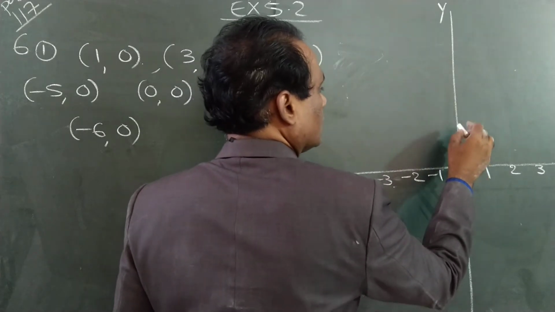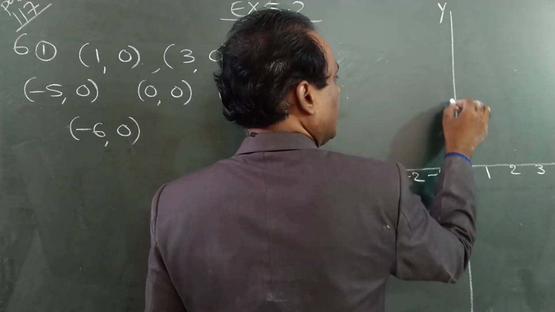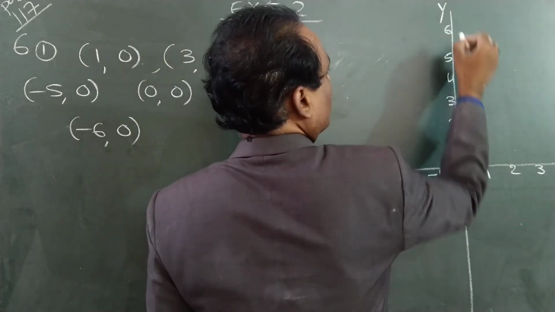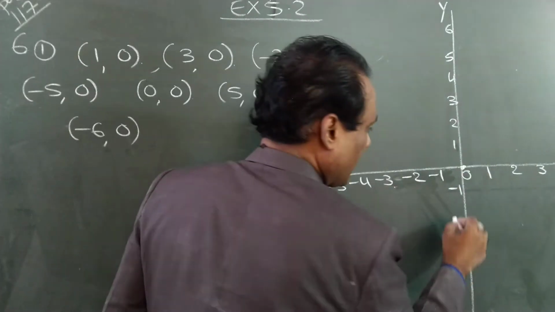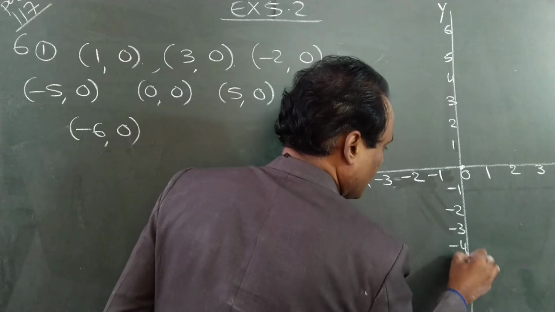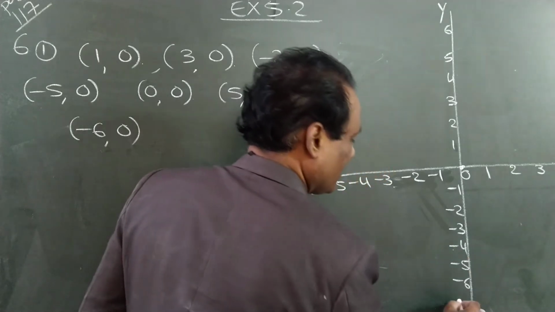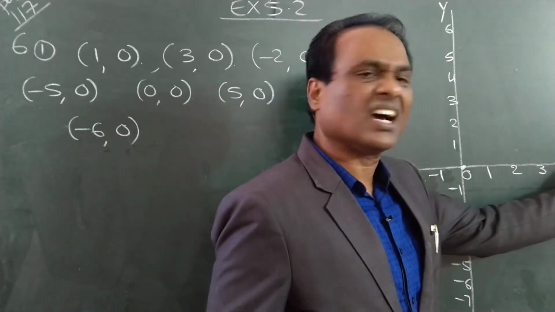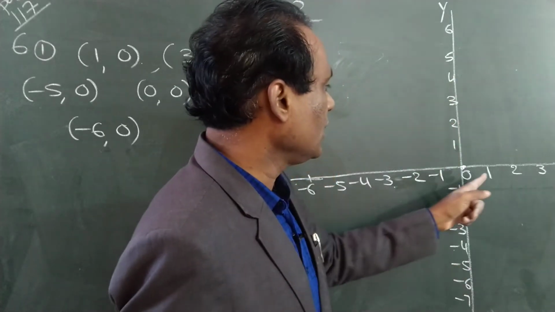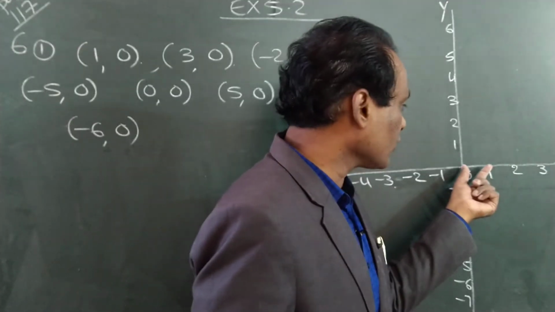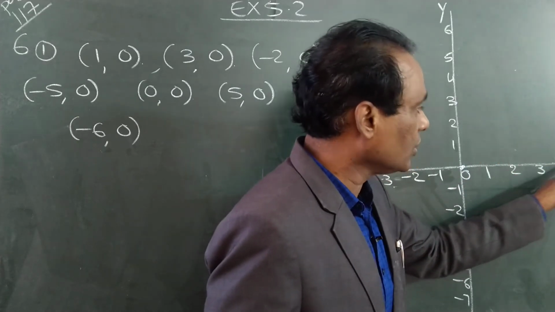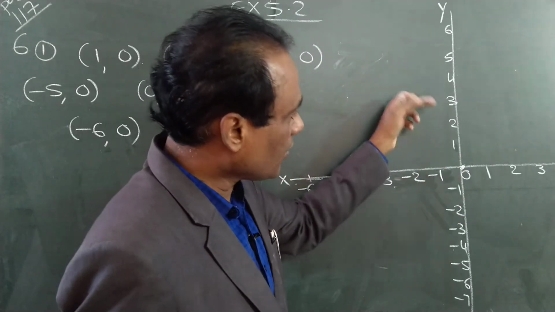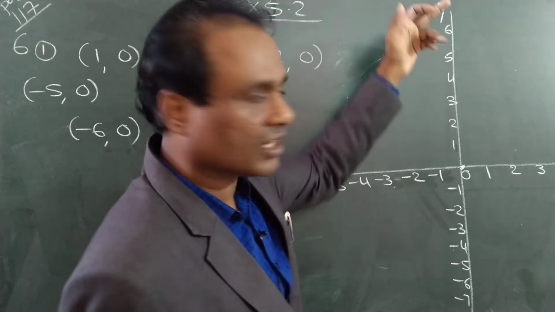Next, this side 1, 2. Each box take 1. Big boxes 3, 4, 5, 6. Y value is negative: -1, -2, -3, -4, -5, -6, -7. Like this, on the graph paper, take the middle, draw with scale the horizontal line x-axis and vertical line y-axis. Each box is 1, second box 2, third box 3, fourth box 4, fifth box 5. This side is minus, one box -1, next box -2. Above also, one box 1, second box 2, like that you draw.